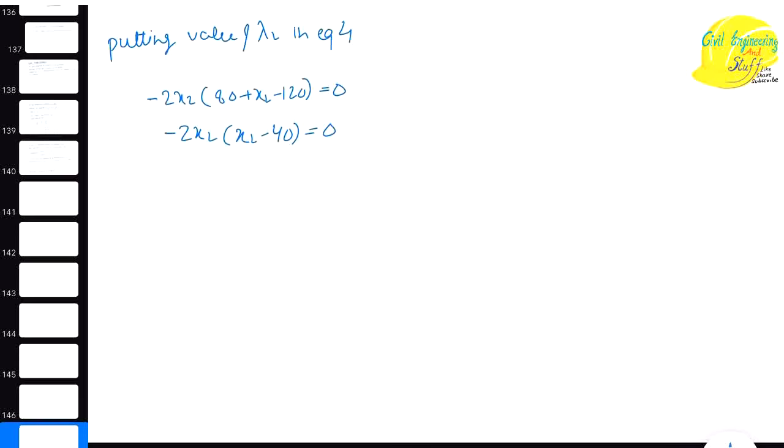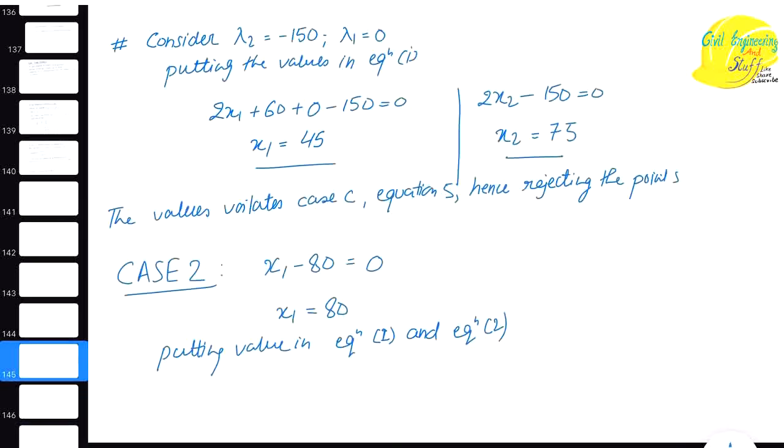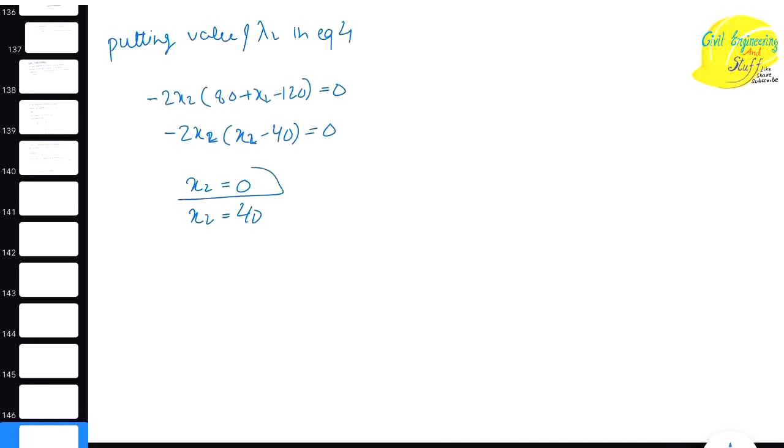All right, so on solving it we'll have two values of x2, right? So the first is x2 is equals to 0 or x2 to be 40, right? So we are working on case number 2, and in case number 2 we have value of x1 to be 80, and now we have two values of x2, that is x2 equal to 0 and x2 equals to 40. Okay, so what we are going to do now, we have value of x1 and x2. So let us find out the value of lambda 1 and see if the values are up to the desired cases.